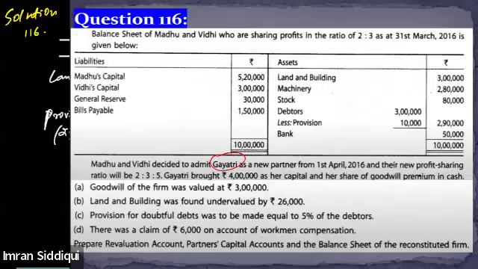Yes. See, they are admitting one new partner, Gayatri, and their new profit sharing ratio will be 2 is to 3 is to 5. After the admission of Gayatri, the new profit sharing ratio will be 2 is to 3 is to 5. Gayatri is bringing 4 lakh as her capital and her share of goodwill premium in cash. All right.